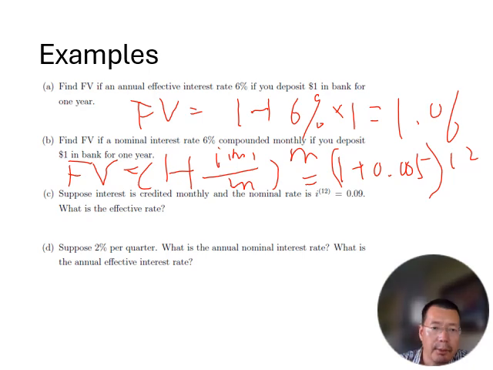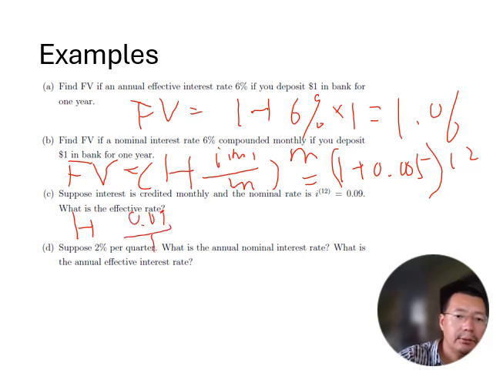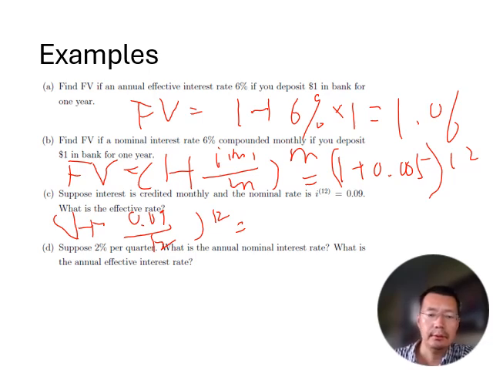The third example, suppose interest is credited monthly and the nominal rate is i^(12) equal 0.09. What's the effective rate? That's the same question, except this nominal rate is i^(12) equal 0.09. So it's 1 plus 0.09 divided by 12, to the power of 12. I'm not going to calculate the value. You can calculate it based on your calculator.